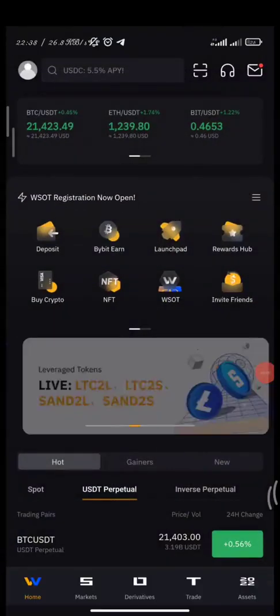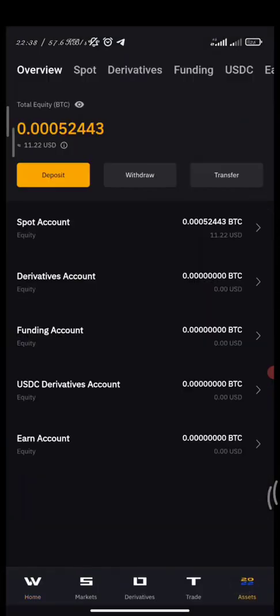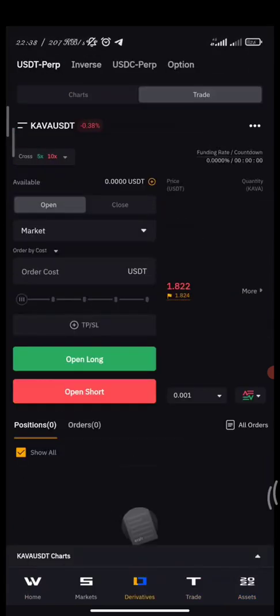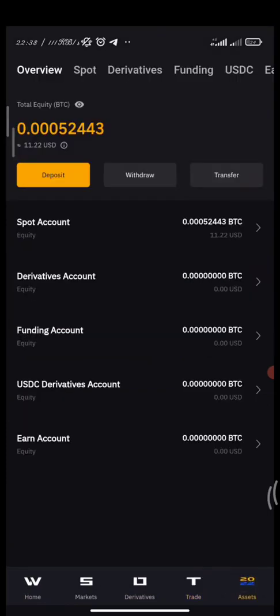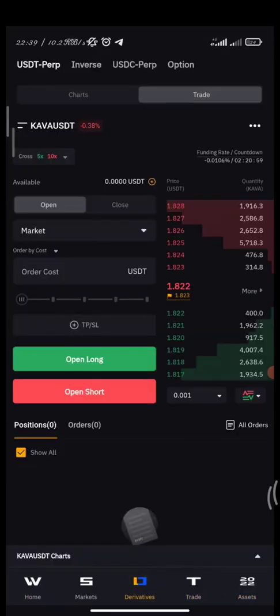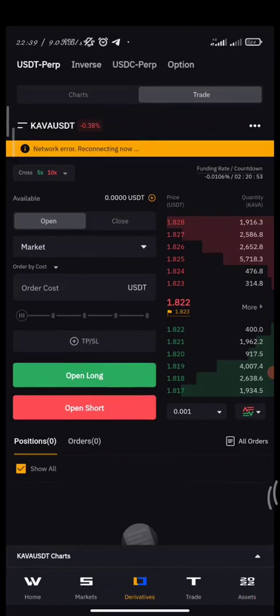Now, we are moving on. This is going to be about futures trading. You can see this is derivative. Sorry, I'm using a vulgar word. I'm really sorry. Like I said, this is going to be about futures trading.